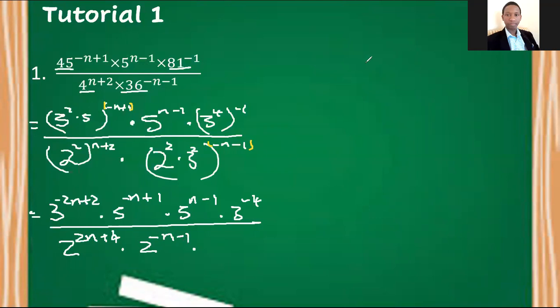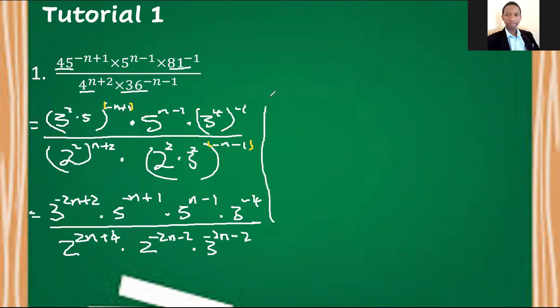In fact, I fell for the trap, so I must fix this. It should be 2 to the exponent of negative 2n minus 2. So if you caught me there, well done, you are awake. Times 3 to the exponent of negative 2n minus 2.